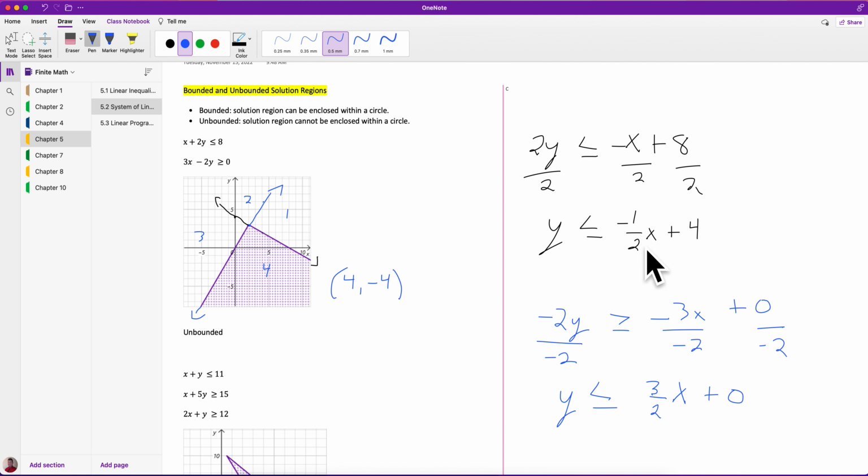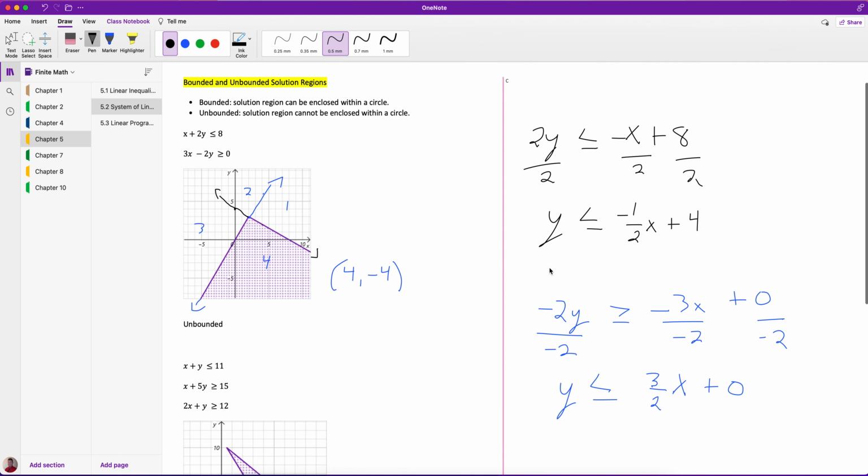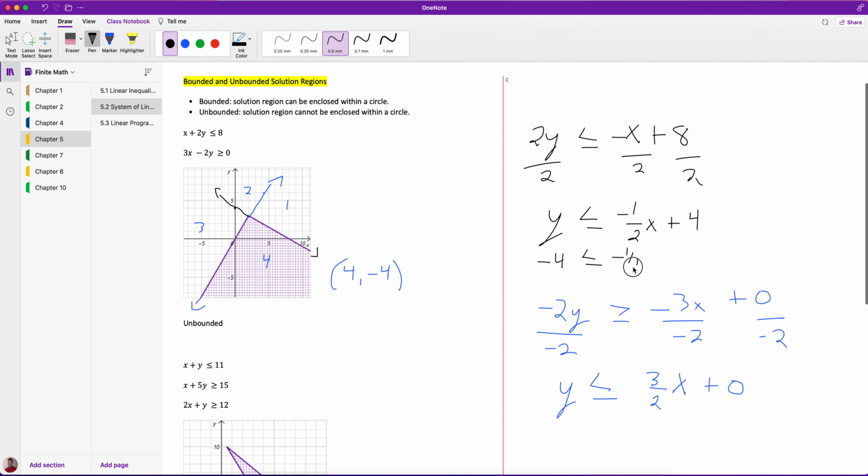And the reason again is because if I put our x value here, no, we won't write over it. Let's go back to black. We can do negative 4 is less than or equal to negative 1/2. And we're going to put in a positive 4 here, and we're going to add 4. So negative 1/2 times 4 is negative 2, and negative 2 plus 4 is a positive 2. So I get negative 4 is less than or equal to a positive 2, which is true. So it works in the first equation.